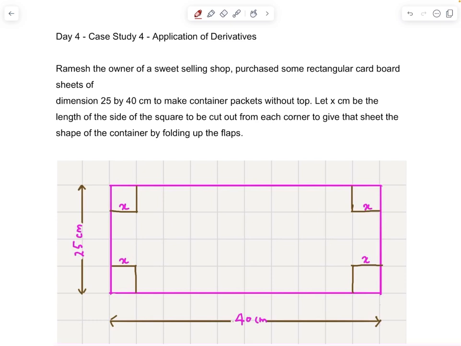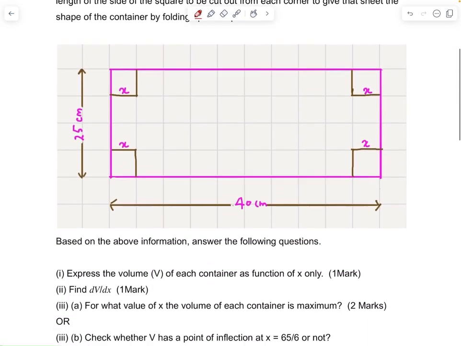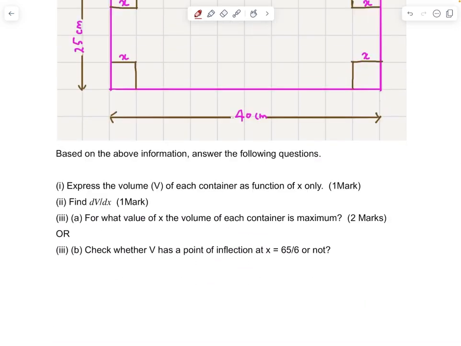Today's question goes like this: Ramesh, the owner of a sweet selling shop, purchased some rectangular cardboard sheets of dimension 25 by 40 centimeter to make container packets without top. Let x centimeter be the length of the side of the square to be cut out from each corner to give that sheet the shape of the container by folding up the flaps. So the diagram is given. Based on the above information, answer the following questions.